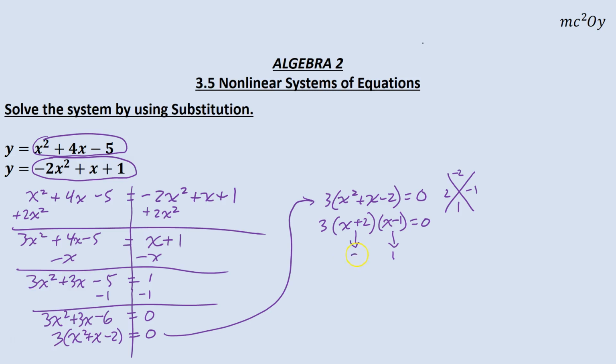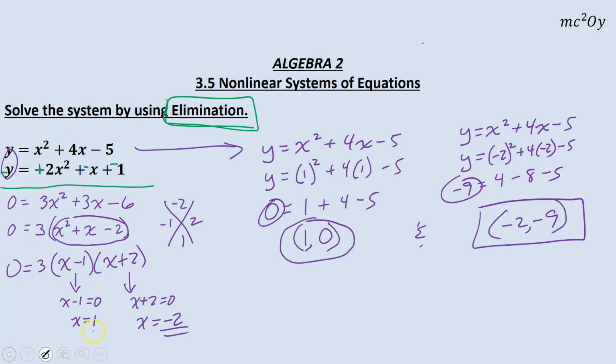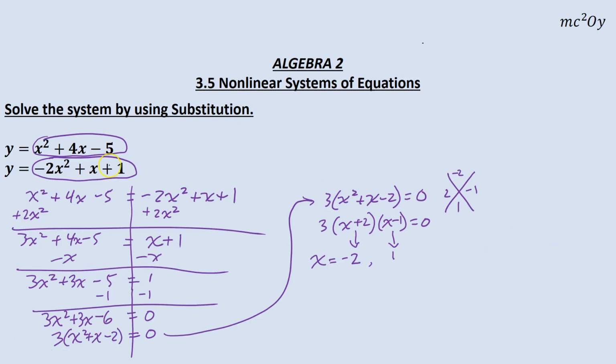Okay. So I'm going through this fairly fast, because notice these x values right here are those same x values, negative 2 and 1, that we ended up with here. And then we would just substitute them back into our original equations. Now I'm going to use the other equation this time, negative 2x squared plus x plus 1, to show you it won't matter which one I use.